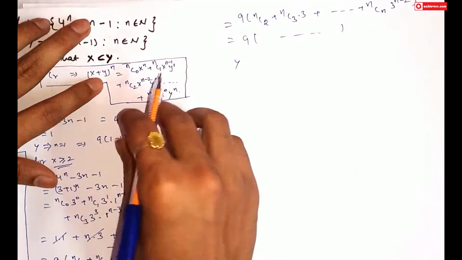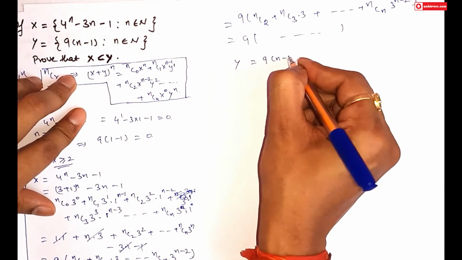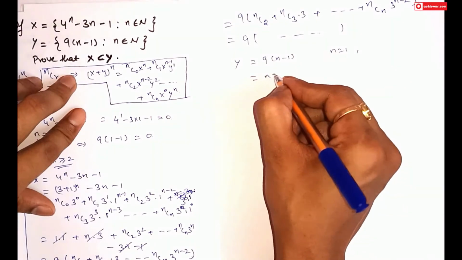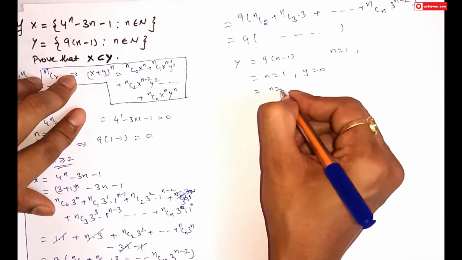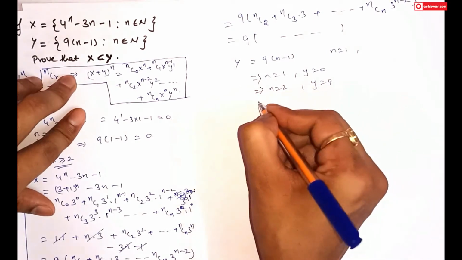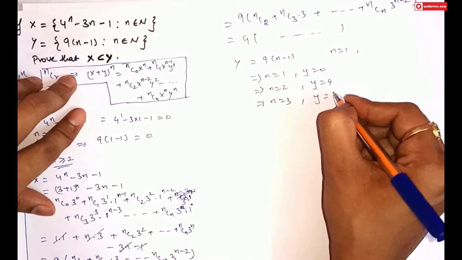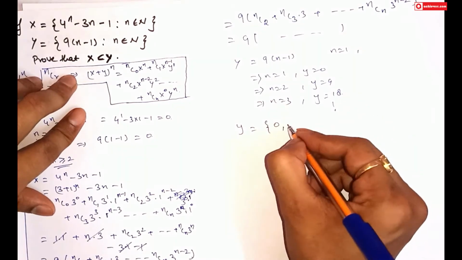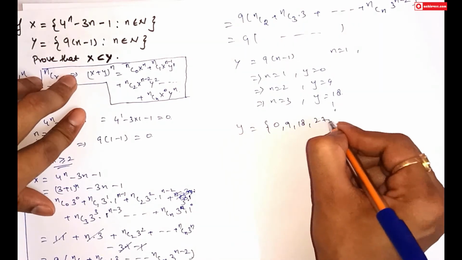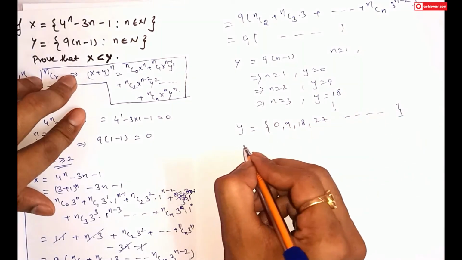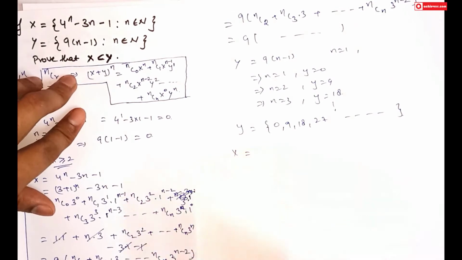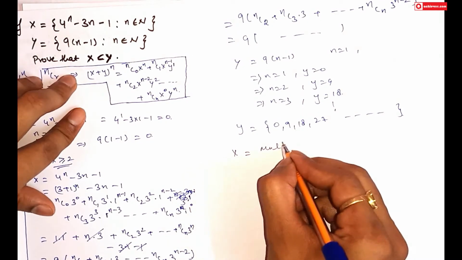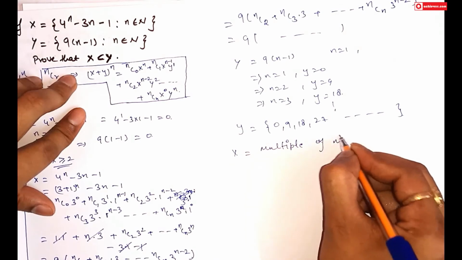And what is y? y is 9(n minus 1). So when n is equal to 1, y is equal to 0. When n is equal to 2, y is equal to 9. When n is equal to 3, y is equal to 18, and so on. So y will contain all the multiples of 9: 0, 9, 18, 27, up to infinity. And x will also contain multiples of 9, but not all the multiples.